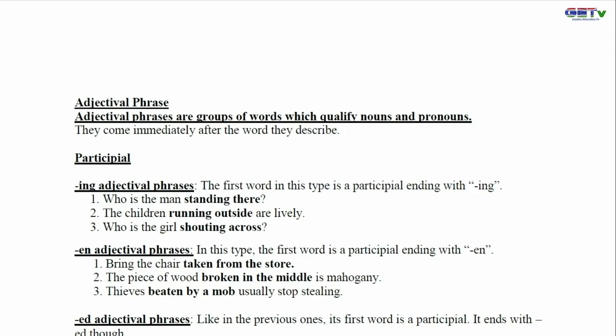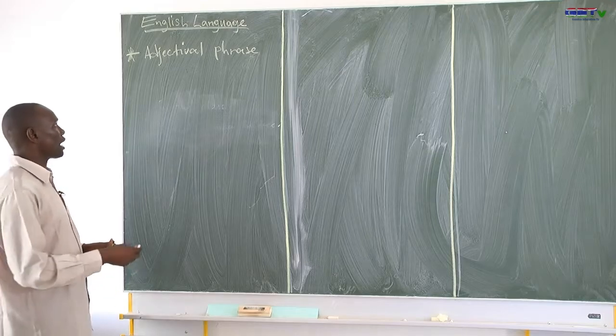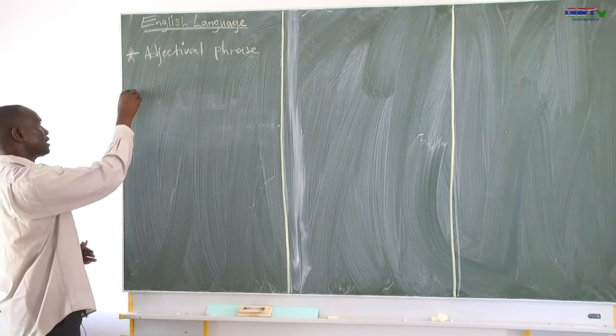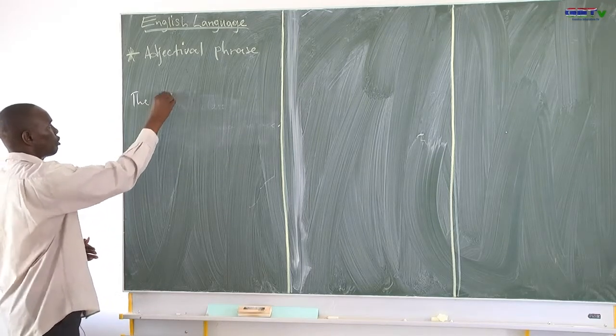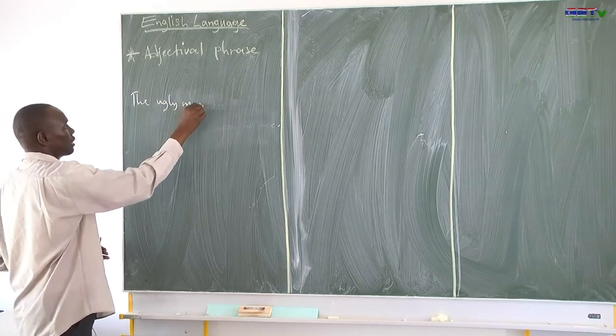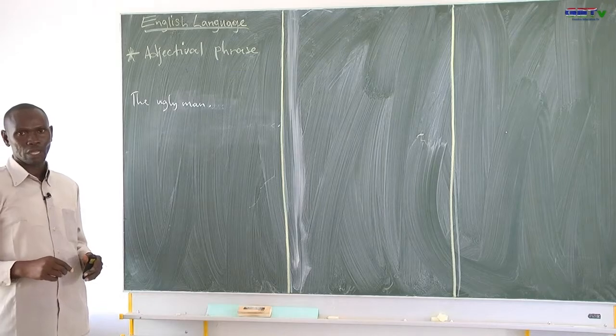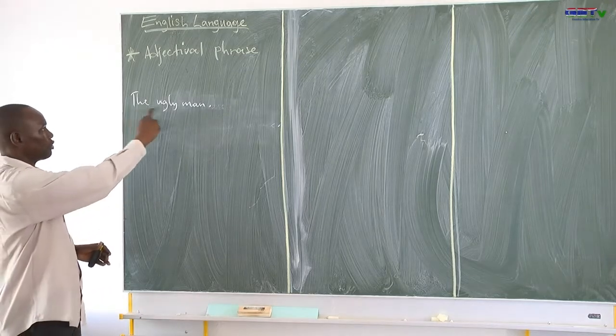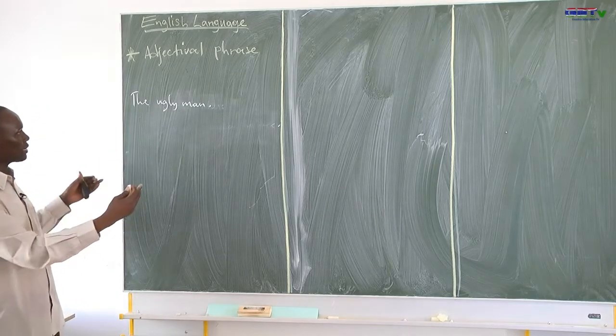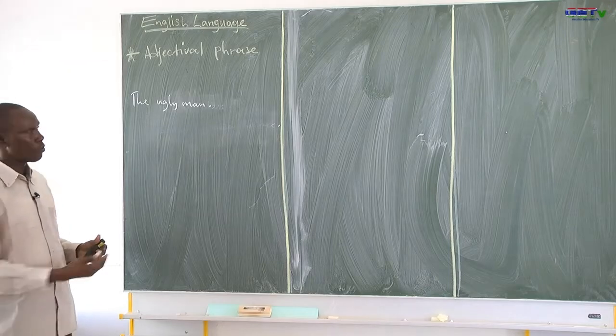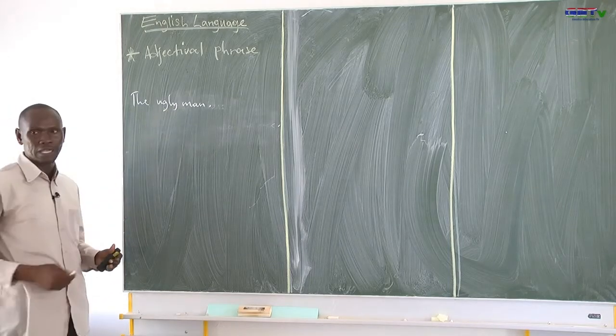So you take note. If, for instance, we have an example like this, if we say the ugly man. Now, by looking at this, the ugly man is a phrase. And you know this one is noun phrase, the ugly man. But let's analyze this structure. We have article, we have adjective, we have noun.